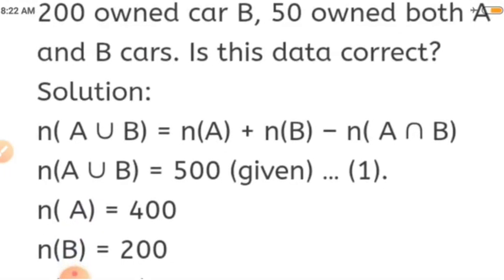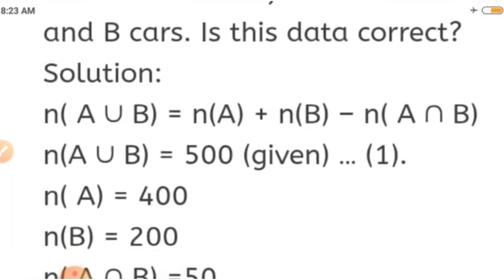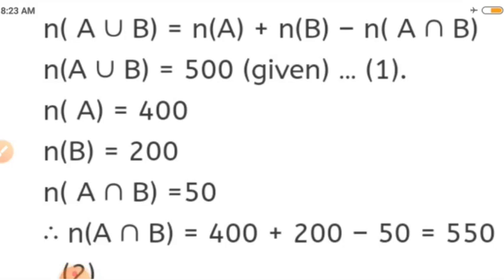Using the addition formula, n(A ∪ B) = n(A) + n(B) − n(A ∩ B). n(A ∪ B) = 500, the given value. This is equation number 1. n(A) = 400, n(B) = 200, and n(A ∩ B) = 50.